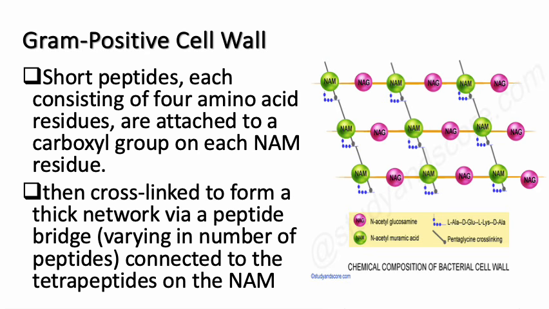Now, to maintain the structure of the peptidoglycan layer, there are short chains of peptides that are attached to each N-acetyl D-muramic acid. The polysaccharide chains are then cross-linked to form a thick network and aid in the stability of the cell.